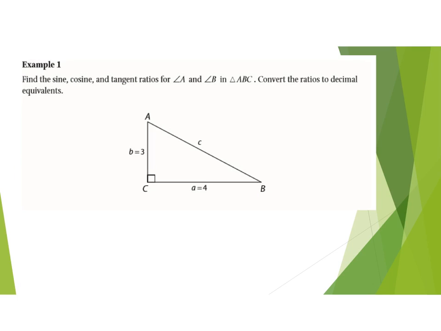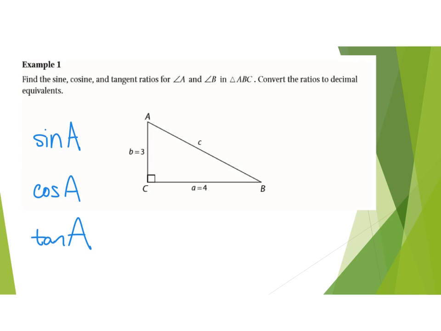All right, let's see how easy this is. Example 1 says to find all three, the sine, cosine, and tangent ratios for angle A and angle B in triangle ABC. It also talks about converting the ratios to decimal equivalents. We'll do that as we finish them. So let's write that we're going to find the sine of A, the cosine of A, and the tangent of A. Let's do that first.